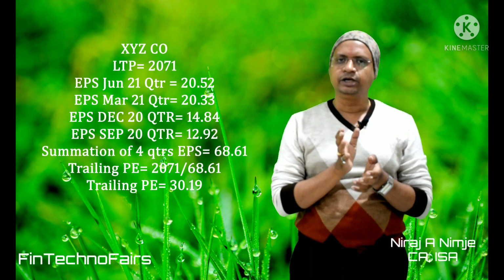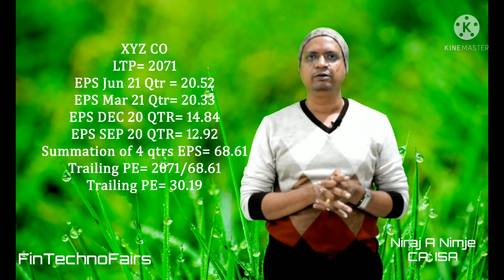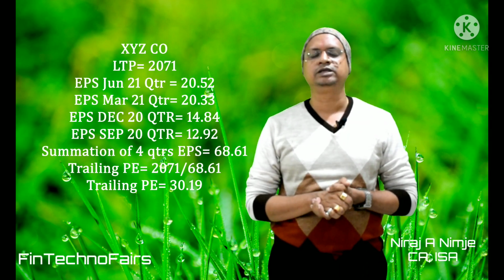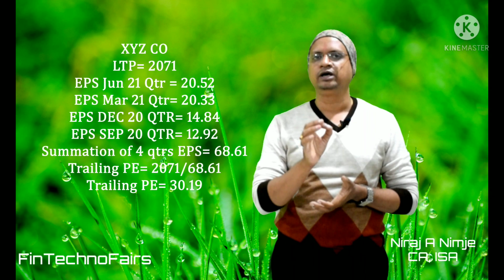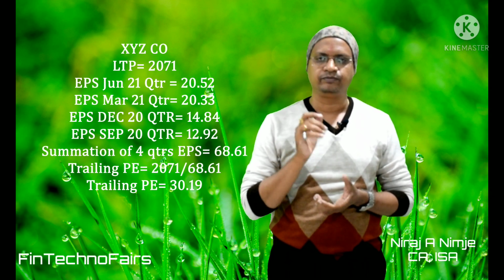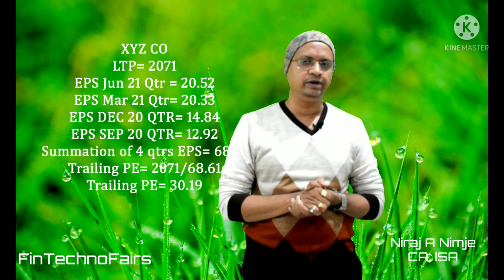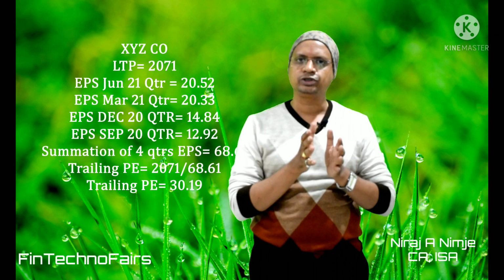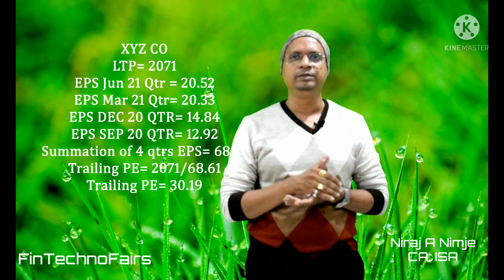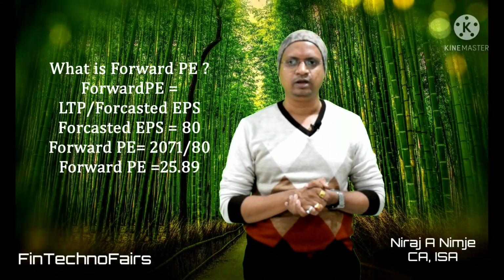So our trailing PE ratio here will be LTP of 2071 divided by EPS over period of previous 12 months, that is 68.61. So here our trailing PE ratio will be 30.19. So this was in short about trailing PE. Now we are coming to the next ratio, that is forward PE ratio.